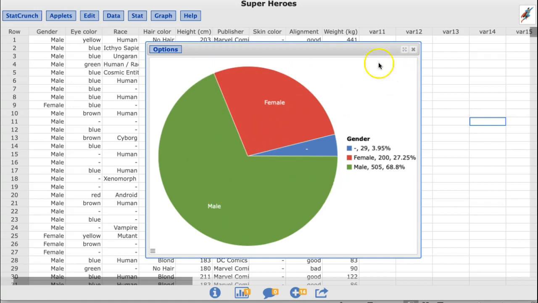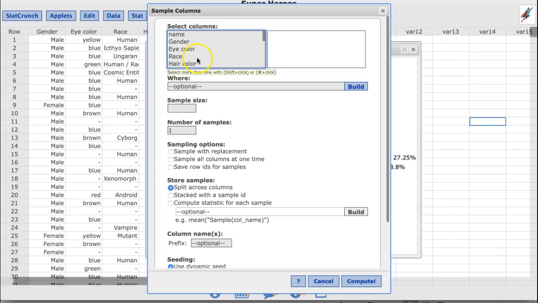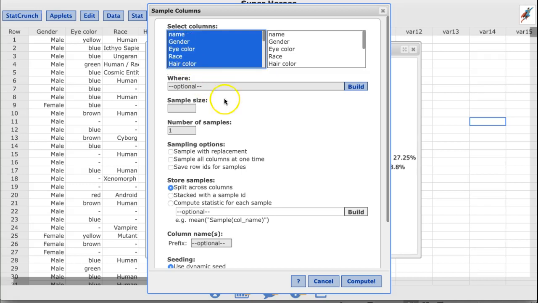Now let me do data and then sample. Here I'm going to select everything, because when it selects a superhero, I want all the information. That's why I'm taking everything with me. So I'm selecting all the columns, and I want a sample size of, say, 20.